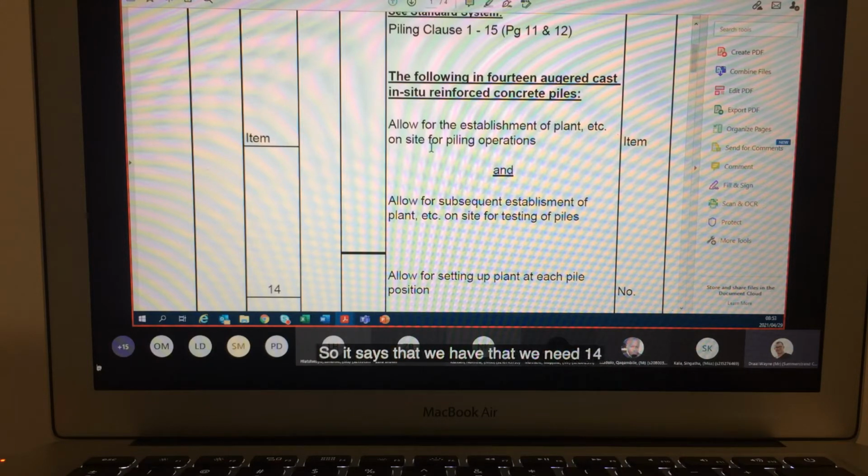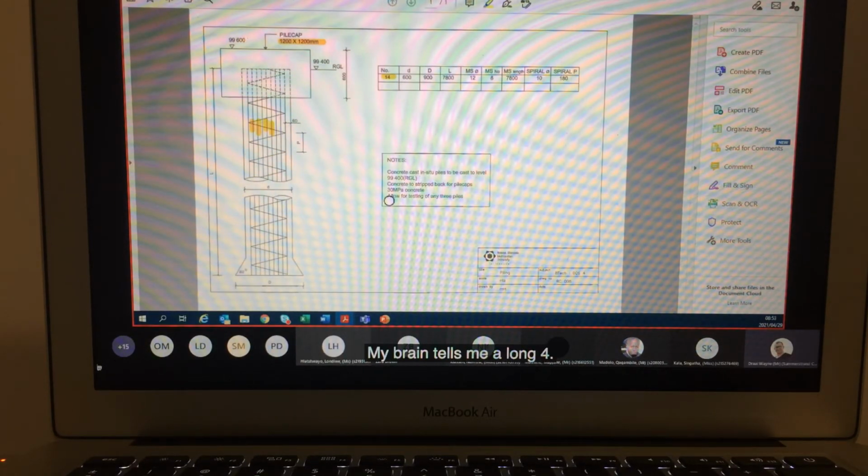So it says that we need 14 and allow for the establishment of plant, etc., on site for the piling operations, and allow for the subsequent establishment of plant, etc., on site for the testing of the piles. Now, what does it tell me? If I go back to my drawing, it tells me allow for the testing of any 3 piles. It's slightly different. I cannot use that.